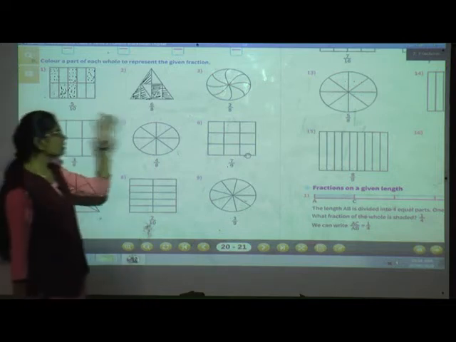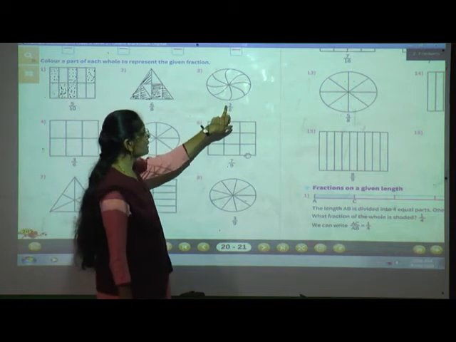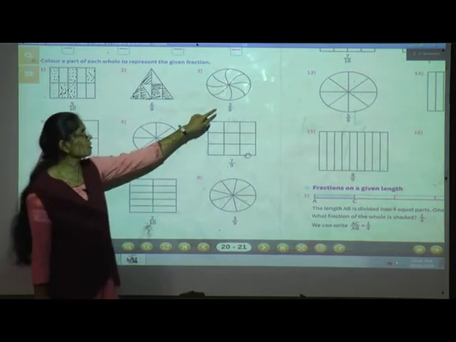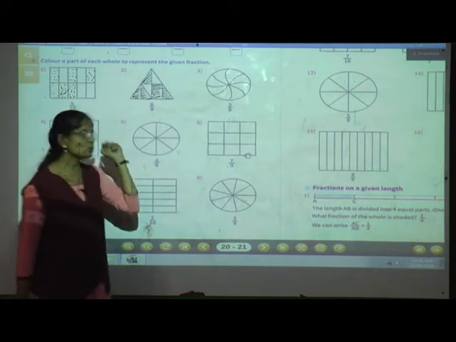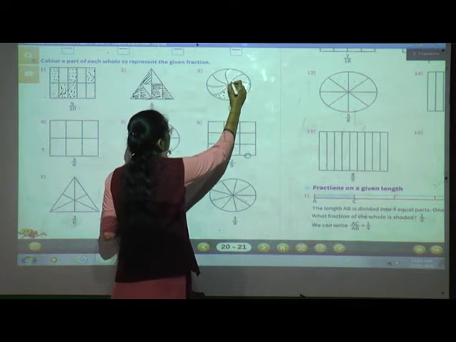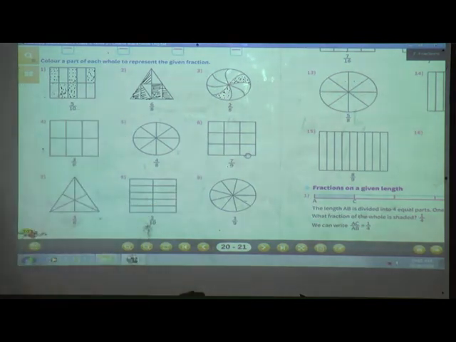Then next, here this whole is divided into 8 equal parts, and out of 8 parts we have to color, yes, how many parts? We have to color 2, because what is the numerator? Numerator is 2. So we have to color 2 parts. So color 2 parts in this example. Okay, then we'll move to the next, this one, 4th one.